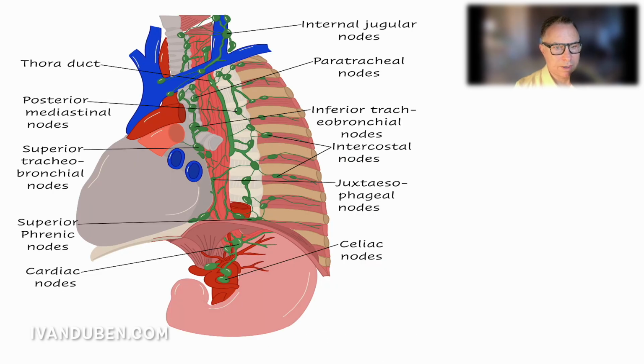Here we've got another view. Now in this one we've still got the diaphragm here, but we've also included the stomach here at the bottom. And we have the aorta. And note that this is occurring below the diaphragm. You have many lymph nodes associated in and around the aorta. Then we've got the pericardium here.